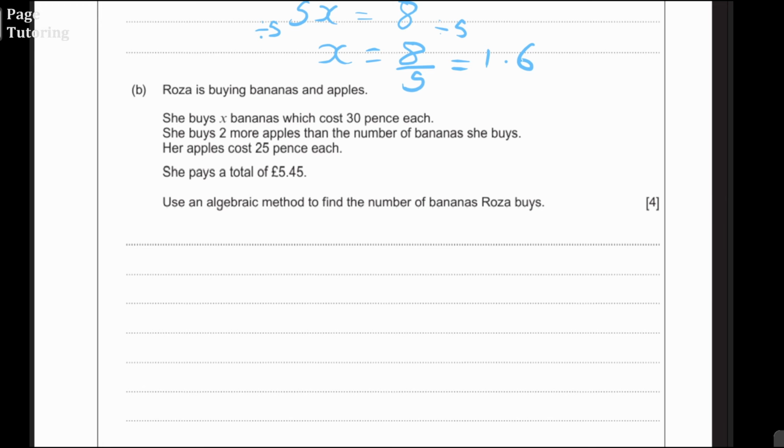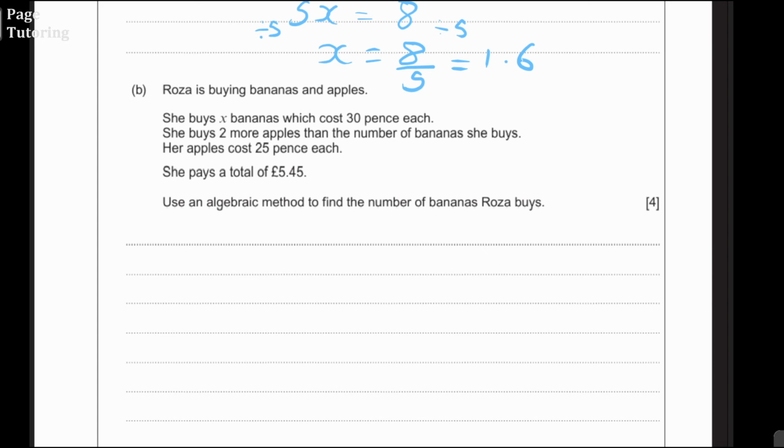Part B. Rosa is buying bananas and apples. Before we read this any further, we've just done an algebra question, so this question is also going to involve algebra. The examiner is trying to lead you into tackling this question with an algebra mindset. It says she buys x bananas, which cost 30 pence each. She buys 2 more apples than the number of bananas she buys. Her apples cost 25 pence each, and she pays a total of £5.45. Use an algebraic method to work it out.